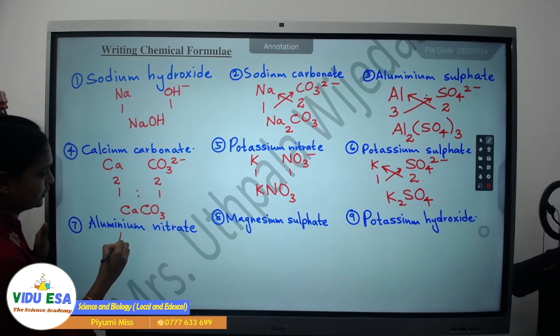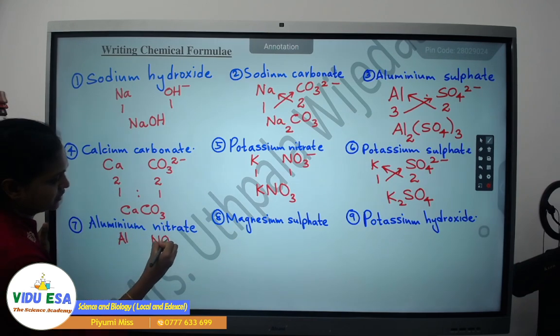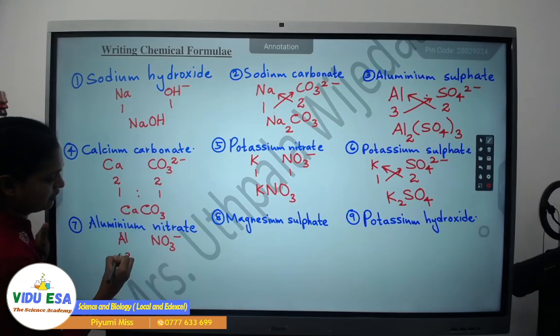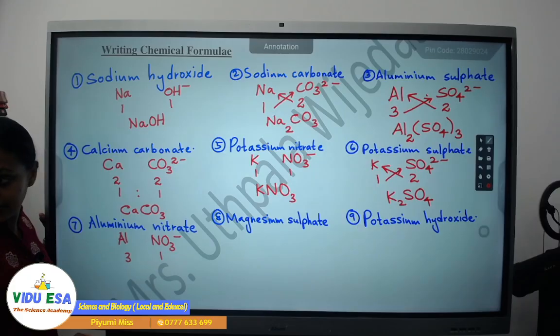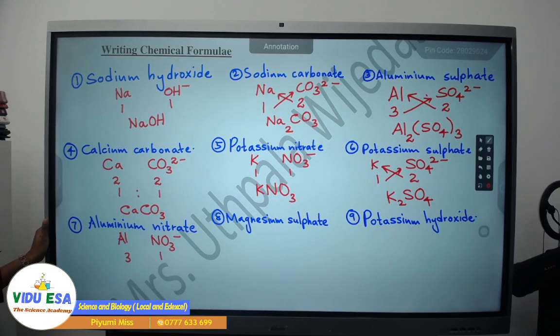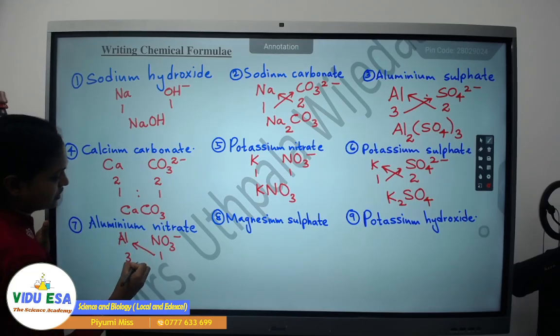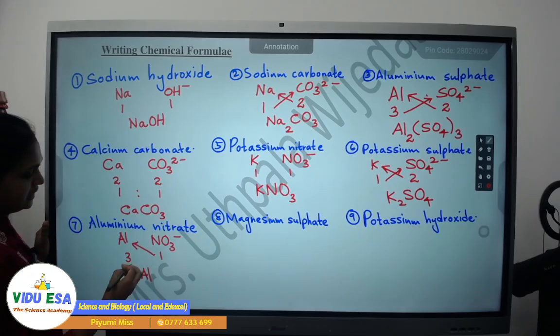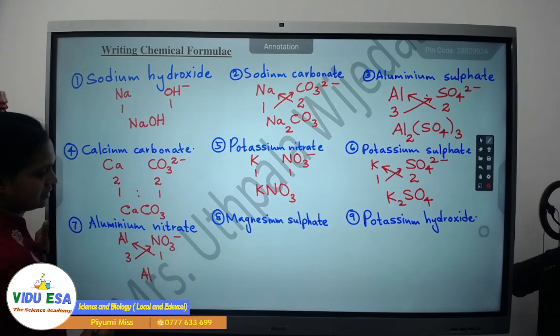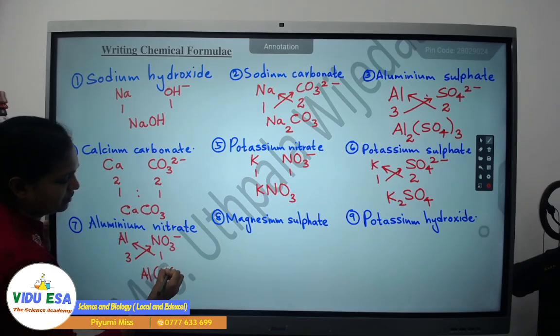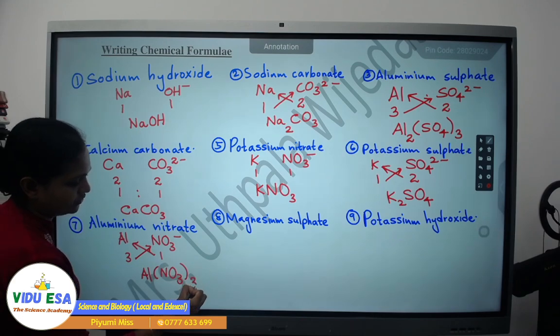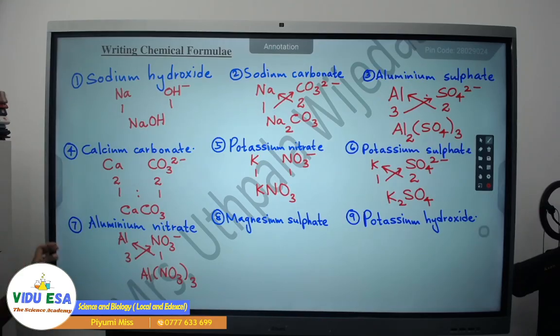Then aluminium nitrate. Aluminium and nitrate, NO3 minus. Aluminium valency 3, nitrate valency 1. Right. So this 1 belongs to aluminium. Then this 3 belongs to nitrate. Therefore, you have to put a bracket and put nitrate inside, and outside the bracket, you have to put number 3. Al(NO3) thrice.